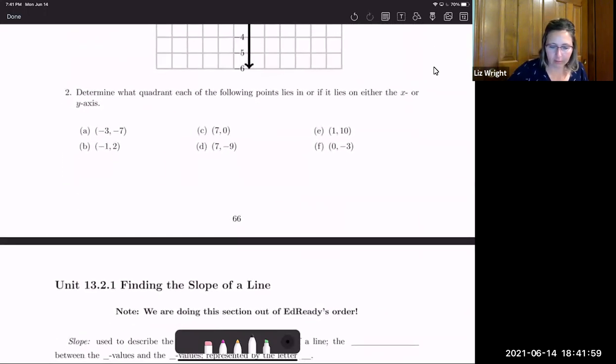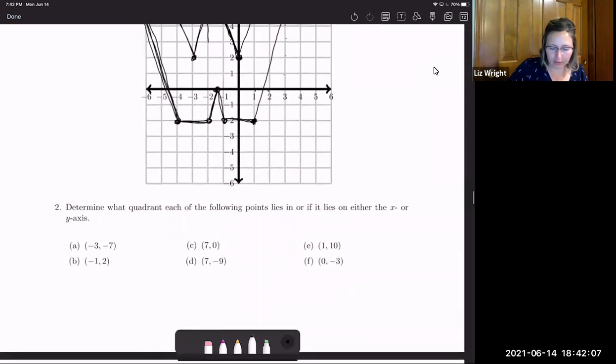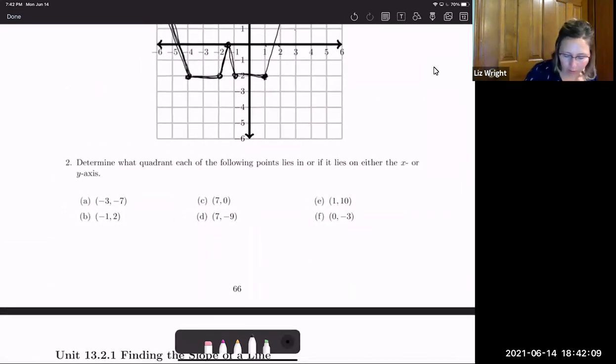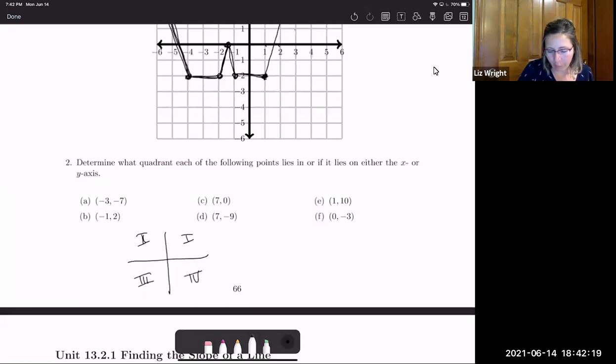All right. Next one, determine what quadrant each of the following points lies in, or if it lies on either the x or y axis. So I'm going to draw a little postage stamp graph down here with my quadrants labeled. I'm going to have 1, 2, 3, and 4. And -3, -7, that's going to be quadrant 3.